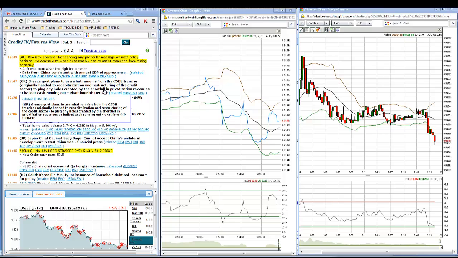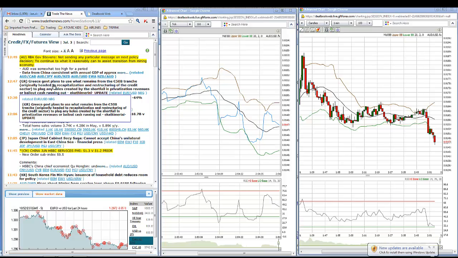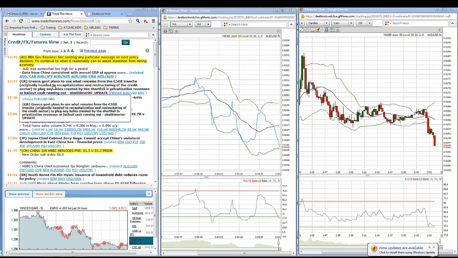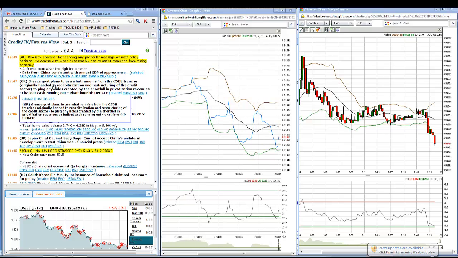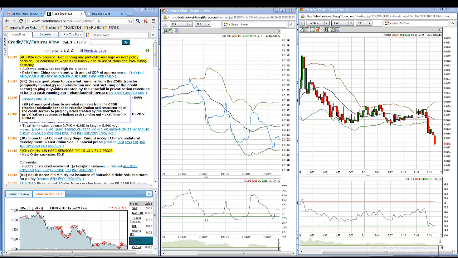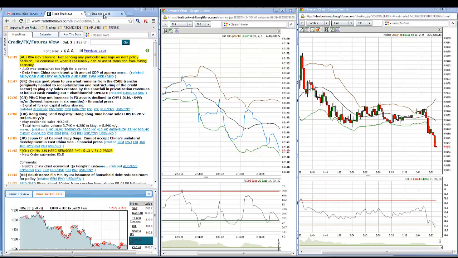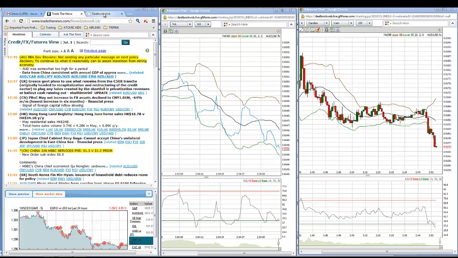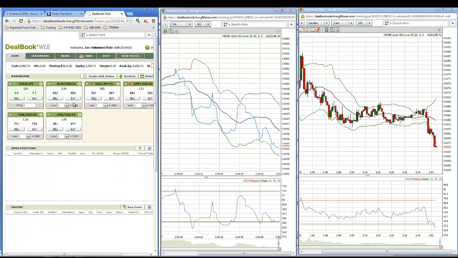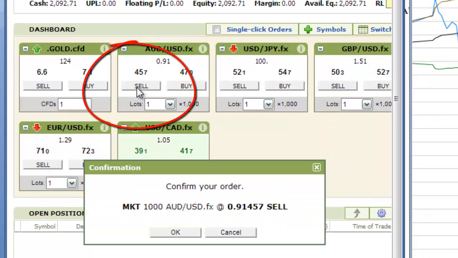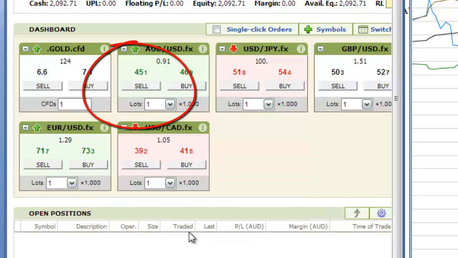Now I'm going to replace the left-hand screen, which is the news release screen, with the buy and sell button screen, where I go to my Forex account, where I've got some money and I can buy Australian dollars or sell them. That's over here on the left. You can see me pushing the sell button here.